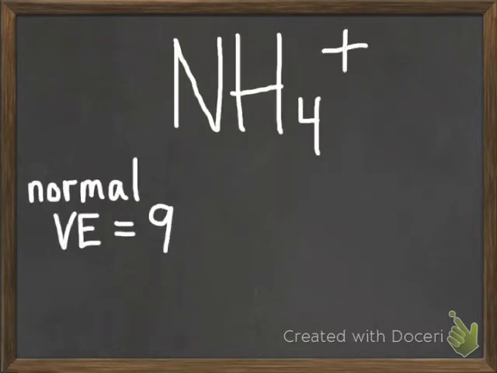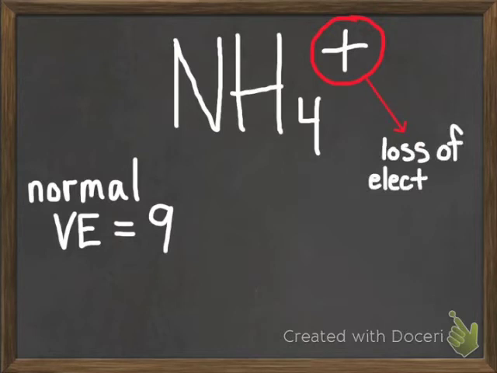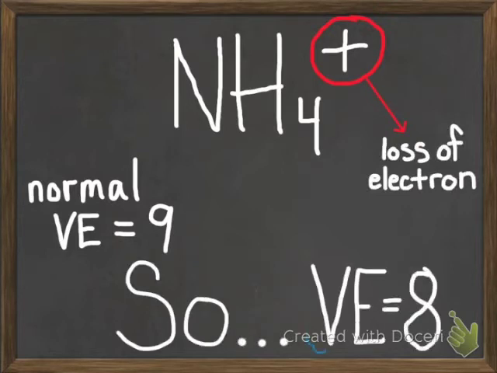This is called ammonium, and this one has a positive charge. So normally we would have 9 valence electrons, and that's because nitrogen brings 5 electrons, and the 4 hydrogens bring 4 electrons. So the normal valence electrons would be 9. But we have to notice the charge. It's a plus sign, which means we have a loss of an electron. So our valence electron number is actually 8.